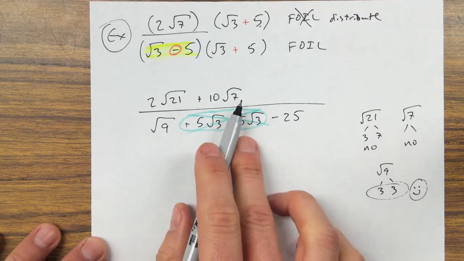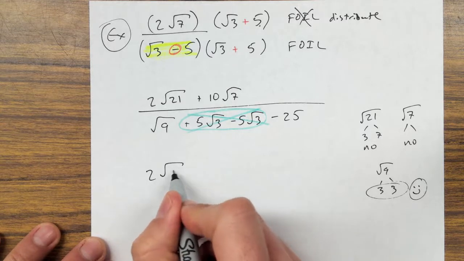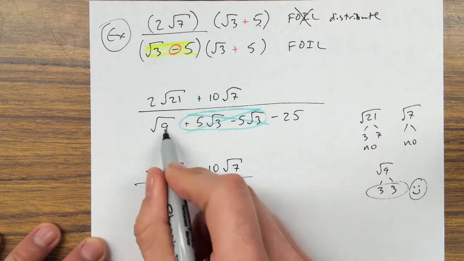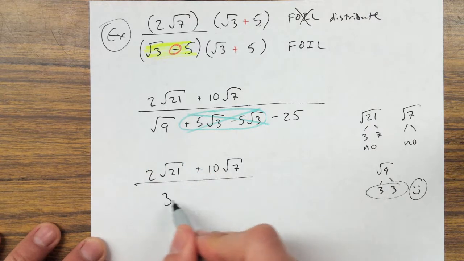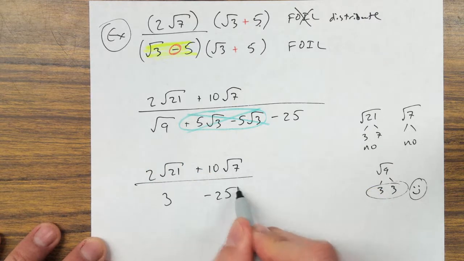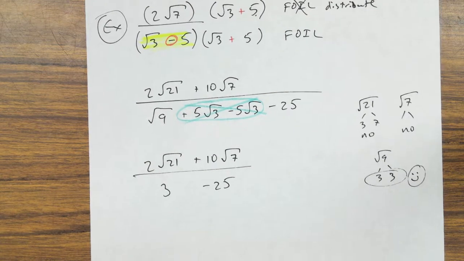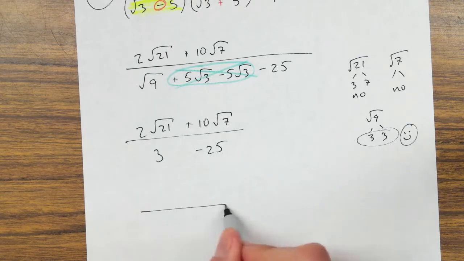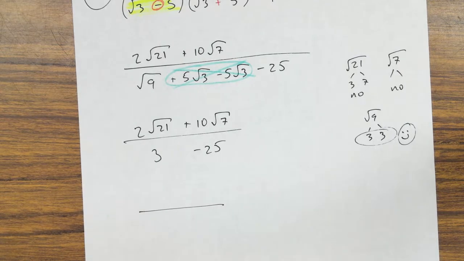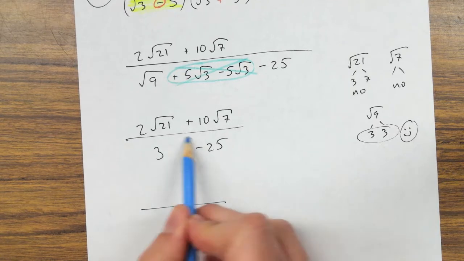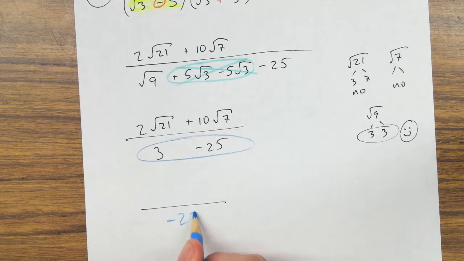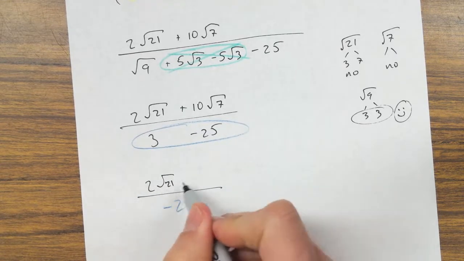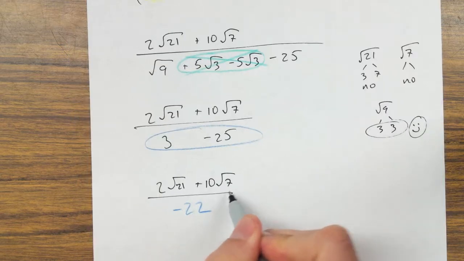So we're going to go ahead and write 2 square root 21 plus 10 square root 7 over, that's going to become a 3, and then we have this minus 25. Three minus 25 is going to give us, these two right here are going to give us a negative 22. 2 square root 21 plus 10 square root 7.